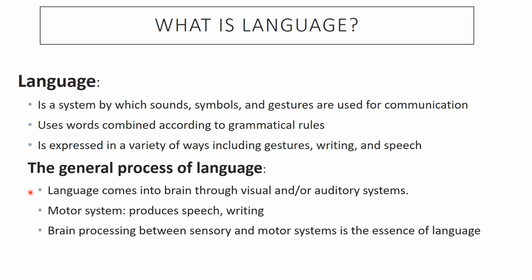So the general process of language is that it comes into the brain through visual and or auditory systems. You can read text as I'm moving my little laser pointer here, but you're also listening to the words that I'm saying. So there's a visual component and an auditory component.